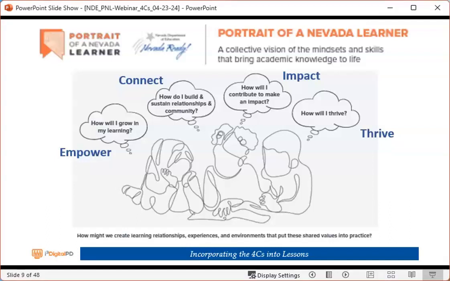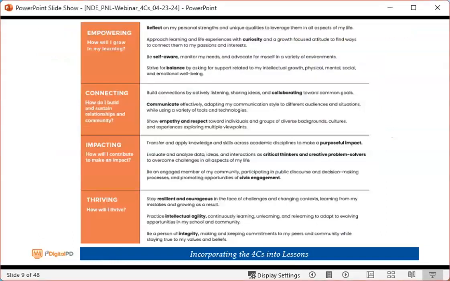Look at one of them, there was C. It's really connect. How do we help kids connect and sustain relationships in our communities? Another great C word there. I'm going to go ahead and throw up in the chat the PDF if you want to look at it. But the portrait was built on 4 questions. How can I grow in my learning, or empower? How can I connect? We just talked about impact. And how can I thrive? So with those in the portrait, in the PDF, and again, I just put it up in the chat, it goes a little bit deeper into those 4 areas.